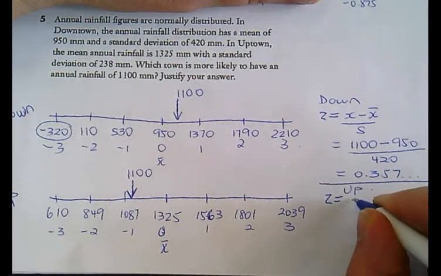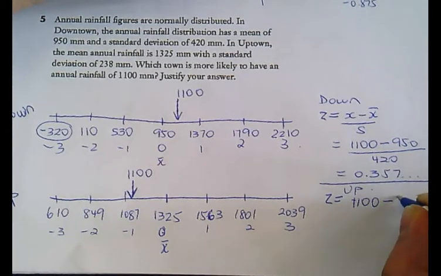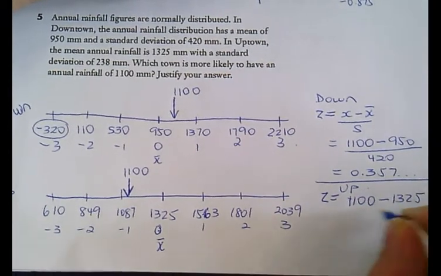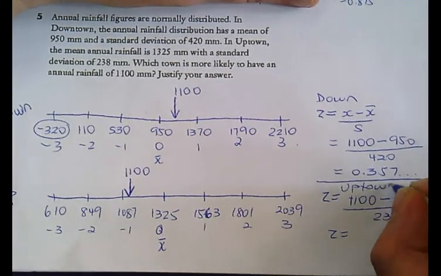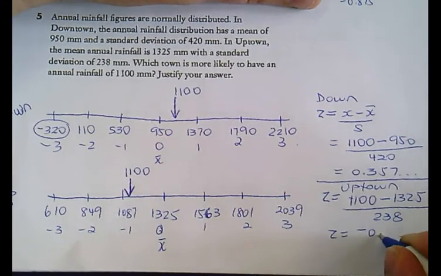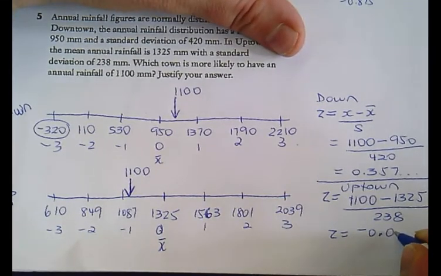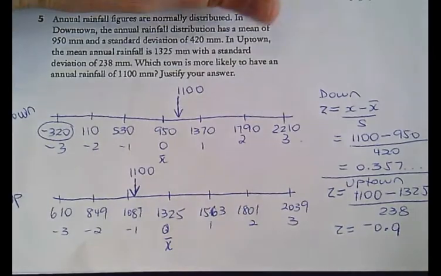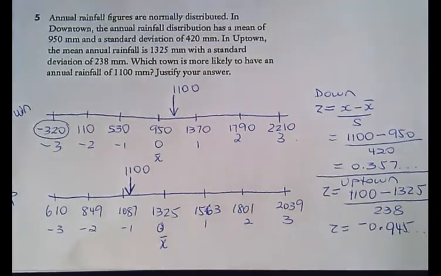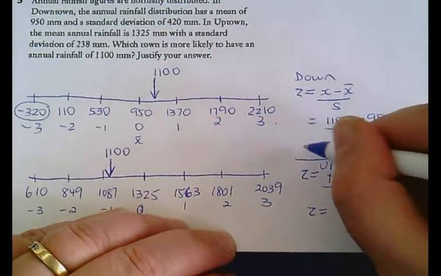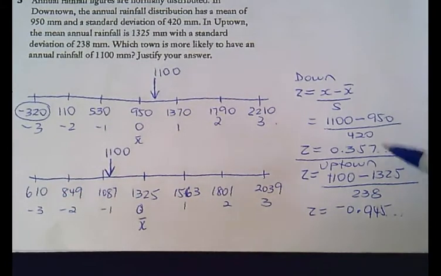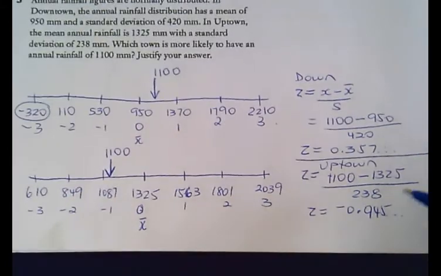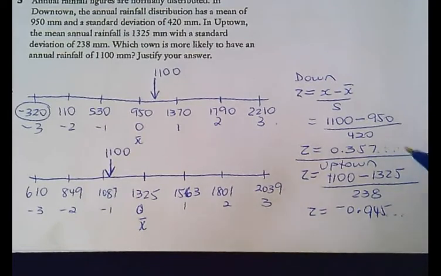And for Uptown, it's 1,100 minus 1325 over 238, and the Z score for Uptown is negative 0.945. Now, Downtown has a positive Z score, Uptown has a negative Z score, but Downtown is also closer to the mean as well. Now, I'd be putting both.